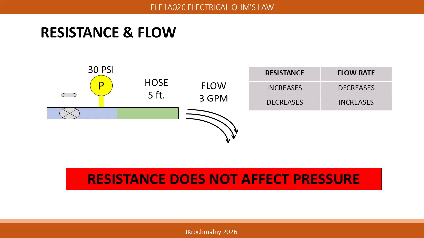We can also understand the relationship between flow and resistance. This relationship is an inverse one. The greater the resistance to flow, the flow rate will be reduced. The smaller the resistance, the more that flow will increase. Notice that either increasing or decreasing the resistance affects the flow rate, but does not affect the applied pressure of the system.